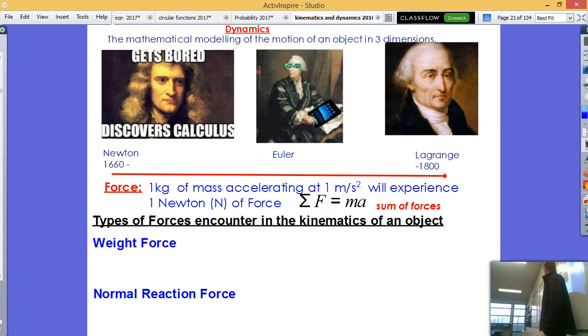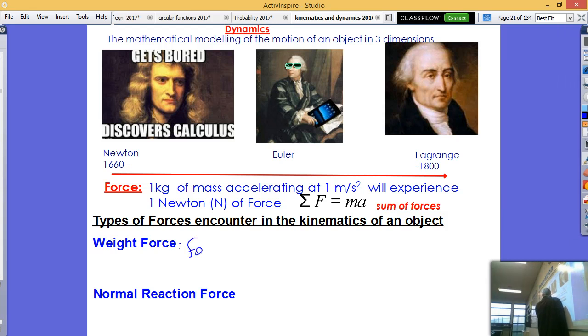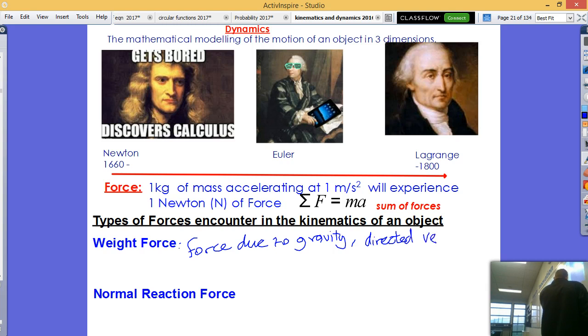So we say a kilogram of mass accelerating at 1 meter per second squared will give you 1 Newton of force. The type of forces we're going to have is a weight force. What's a weight force? A pulling down force due to gravity. Direction is vertically downwards. Not to the left. A little bit to the left? Yeah, I actually said gravity goes to the side.